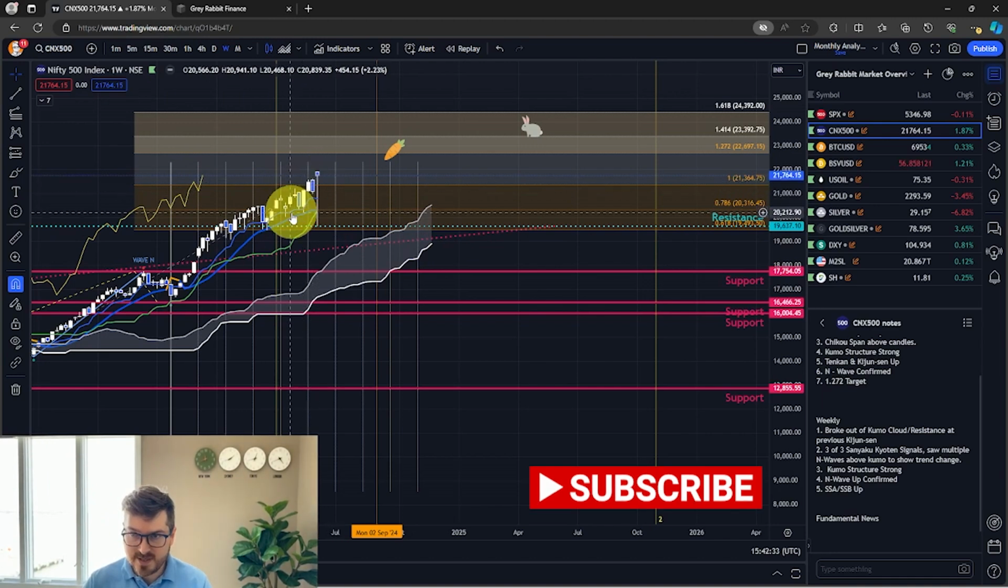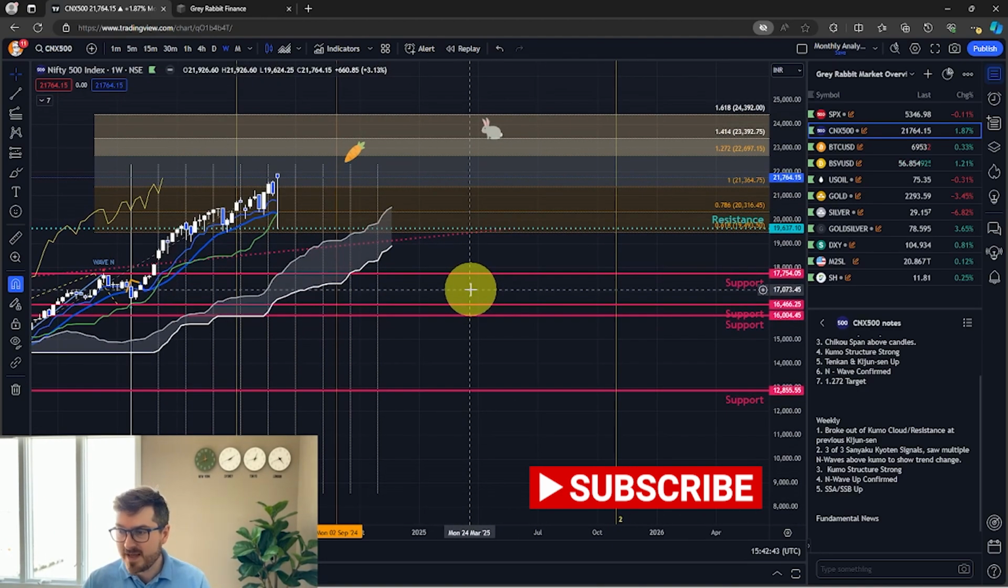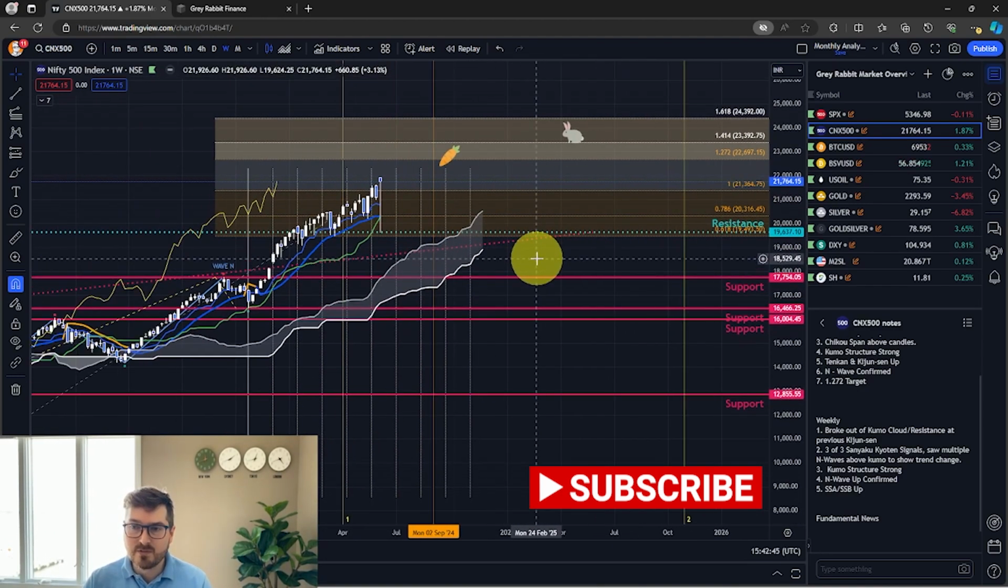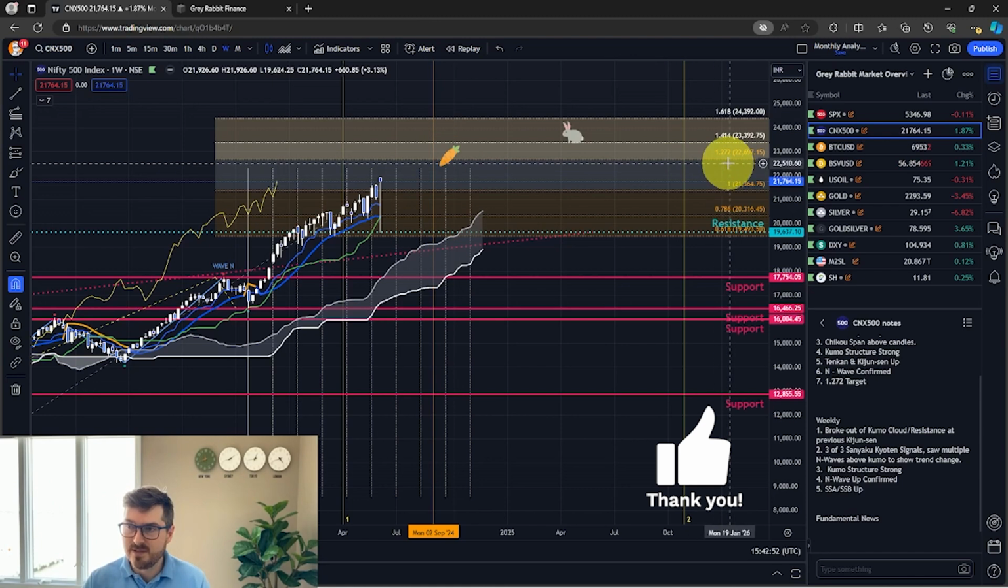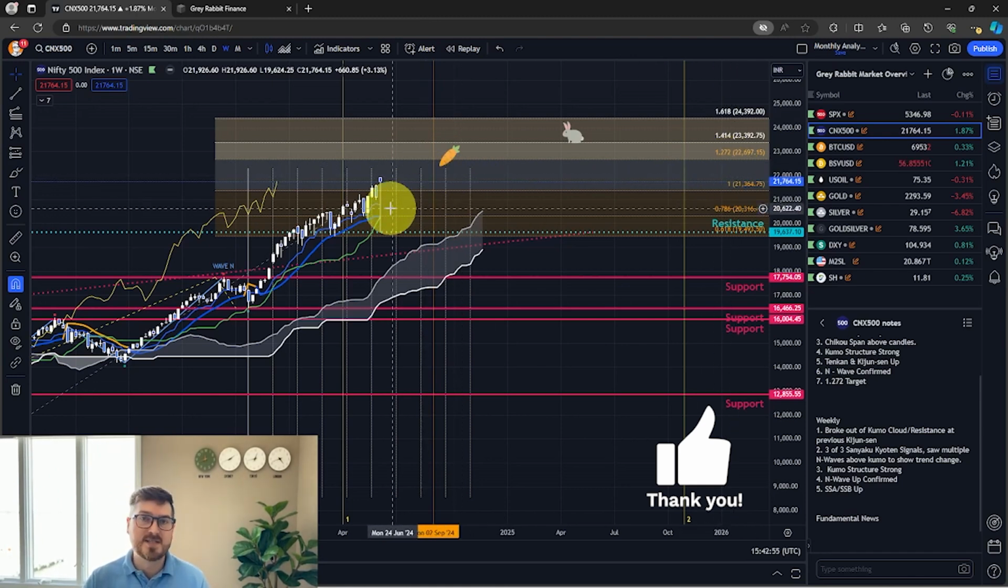So overall right now, this market's looking bullish, and we're going to see if we can reach up to this level, hopefully by September. So going to take a look at that. But overall, guys, this is a bullish market, and I still see a little bit of further upside to complete this move here to the 22,697 level.